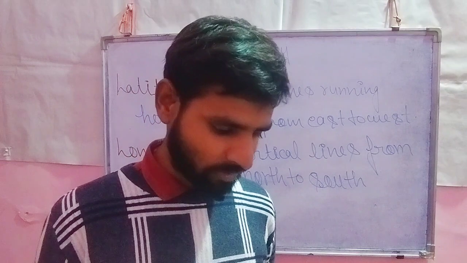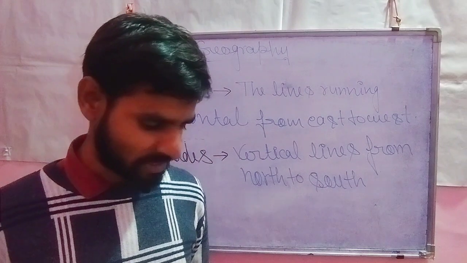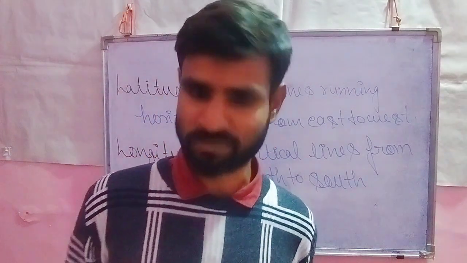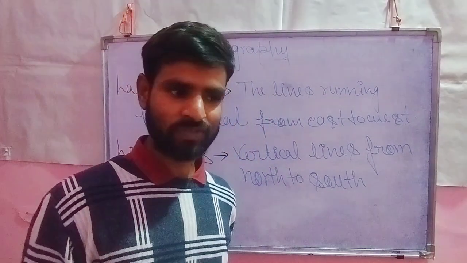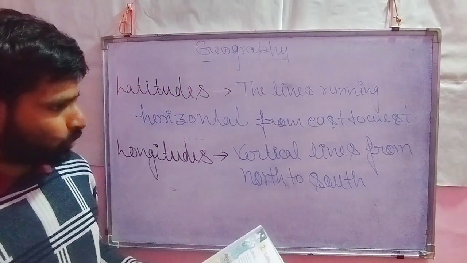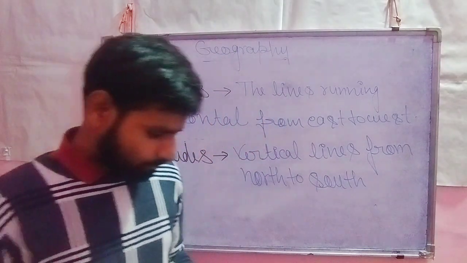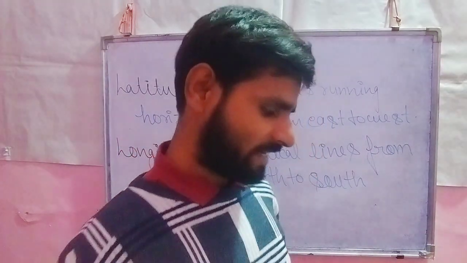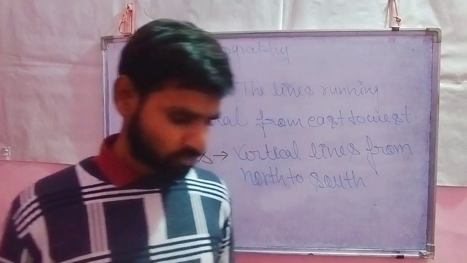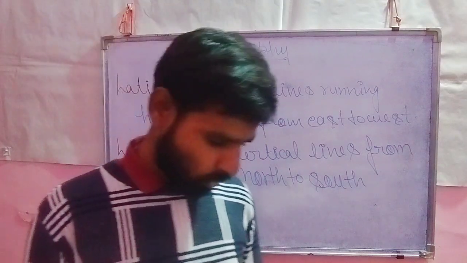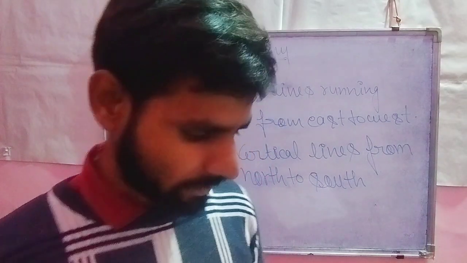There are some other very important characteristics of latitudes. They are always measured in degrees, and the 0 degree latitude is called the equator. When we look at a globe, the equator is the 0 degree line. It is also the longest latitude. The lines of latitude become shorter as we move towards the poles. These are the features of latitude lines.